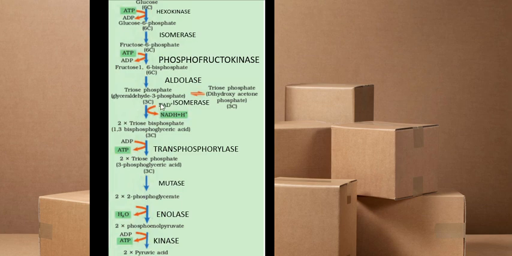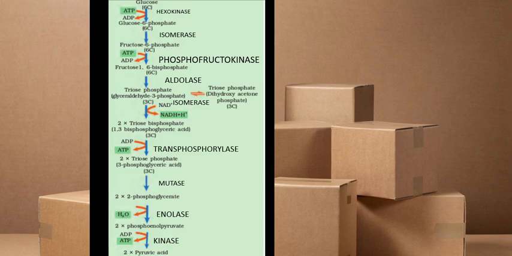Now, glyceraldehyde 3-phosphate gets converted into 1,3-bisphosphoglyceric acid, and during this process, NAD+ gets converted into NADH + H+. So it's basically an energy compound which provides energy, as it runs through the electron transport chain, and it can result in the production of 2 to 3 ATP molecules.